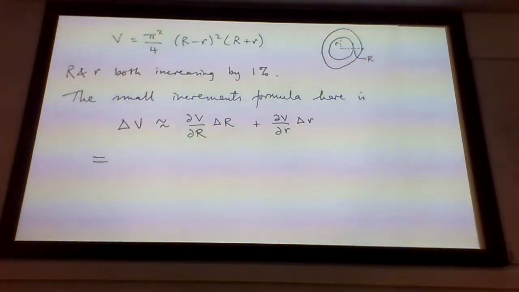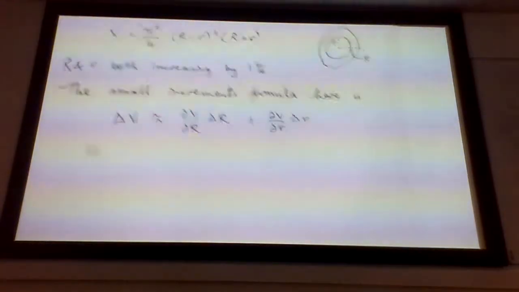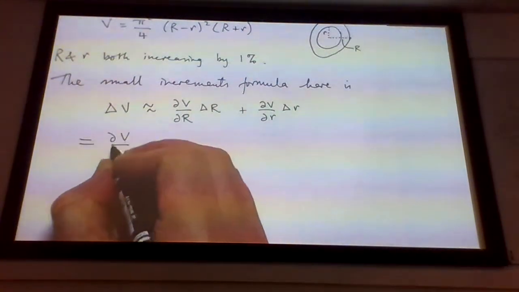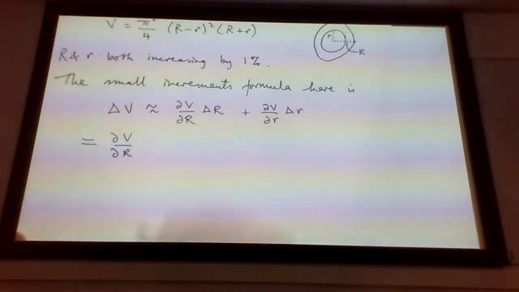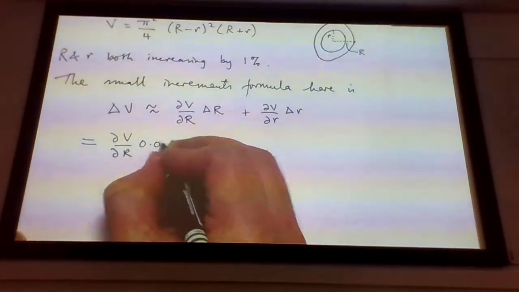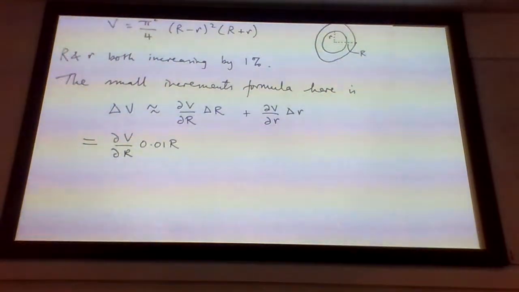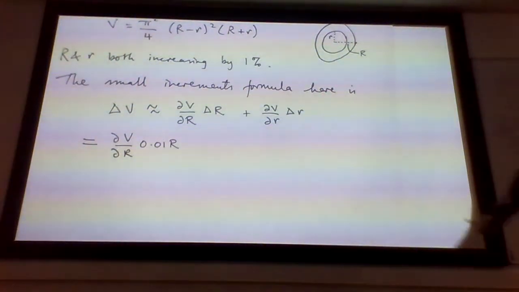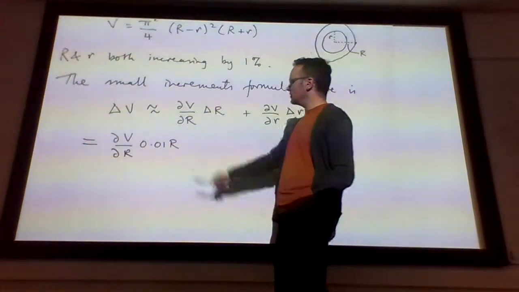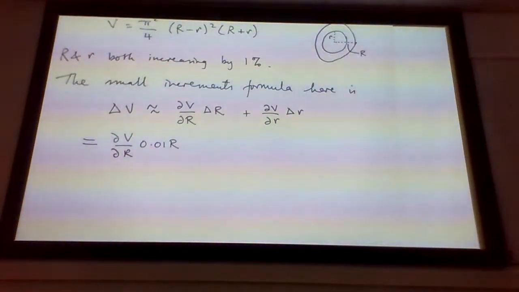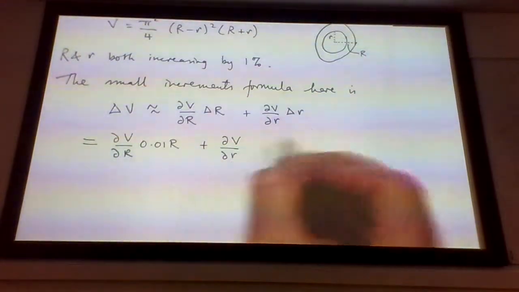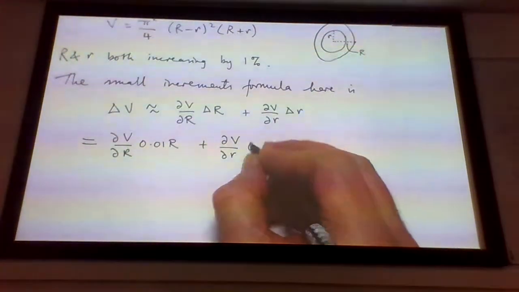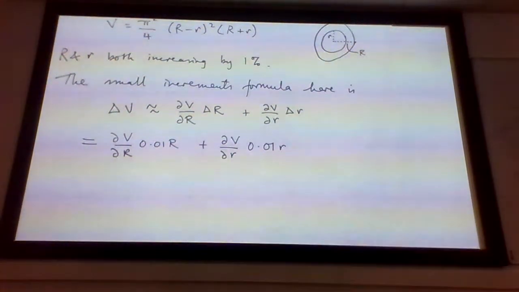Okay, I'm seeing some good progress there. First of all, both these quantities are increasing by 1%. So the changes in both cases would be 1% of the variable. So the change delta capital R will be 0.01 capital R, and the change delta little r will be 0.01 times little r.